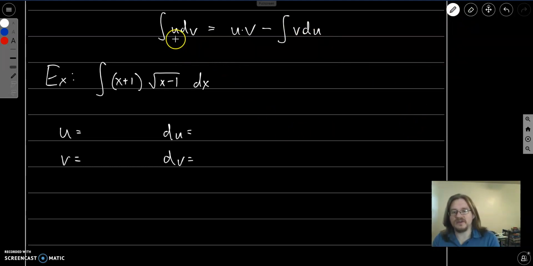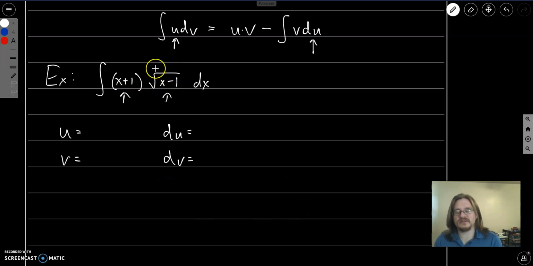So again, u is the thing that, from our original integral to the second integral after the fact, we're going to end up taking the derivative of. So we want something that we can take the derivative of that's going to make our equation a lot simpler. So essentially we've got two choices here. Which one of these do we want to be u?